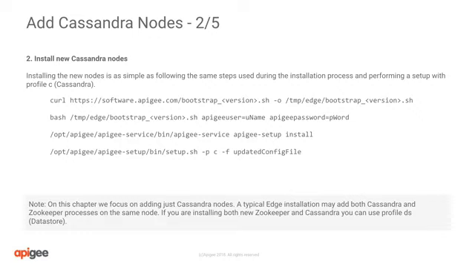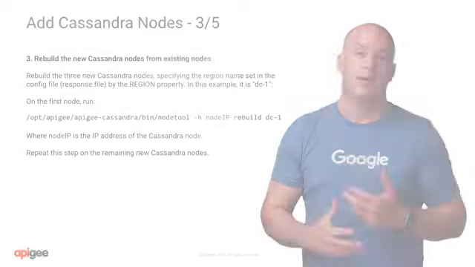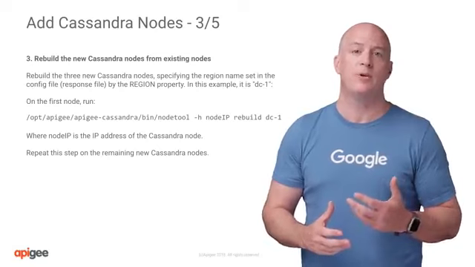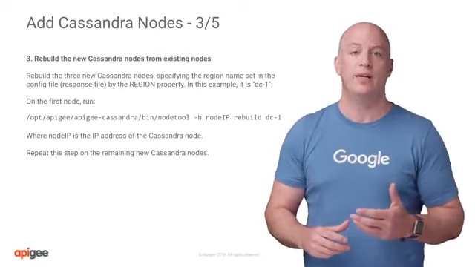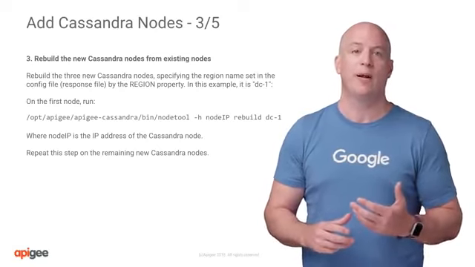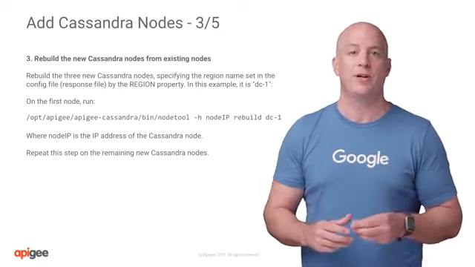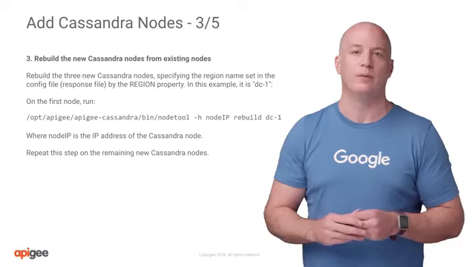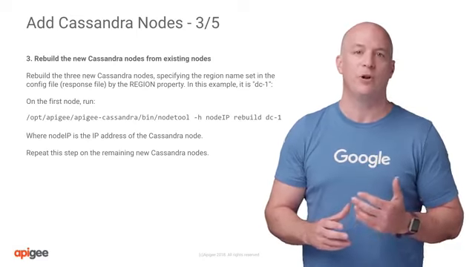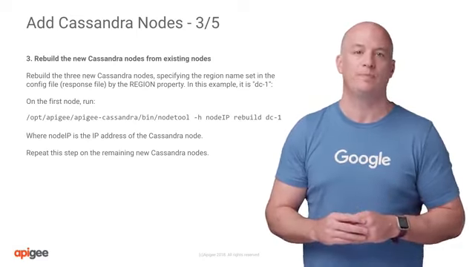It's worth noting that in this lesson we are only focusing on adding Cassandra nodes. Typically during a ring expansion, you would also be extending the Zookeeper ensemble at the same time, since we generally see these components co-located. Next, we rebuild the data on the new Cassandra nodes. To do this, the region name specified in the configuration file is used as a source region for streaming data during the rebuild. This step should be performed on each of the new Cassandra nodes.